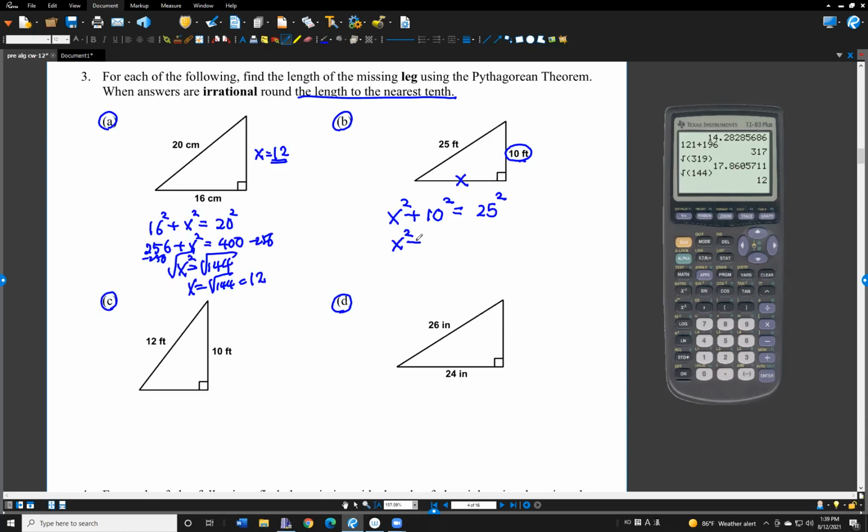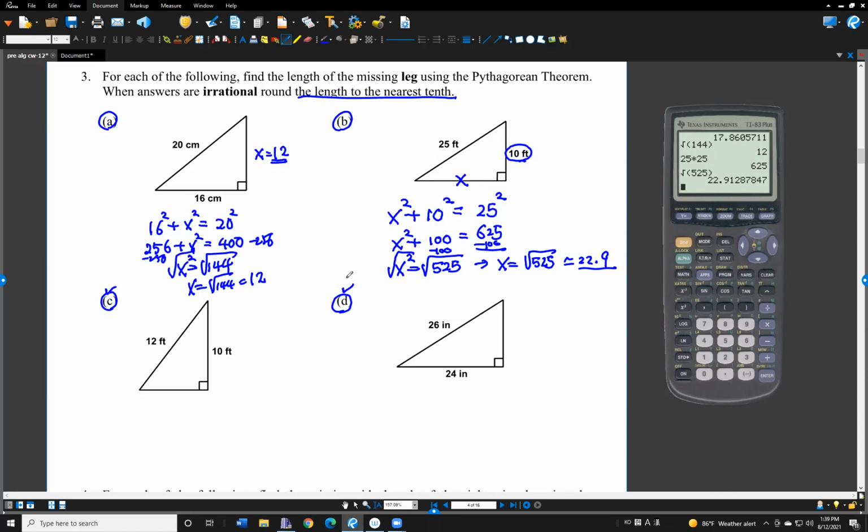10 squared is 100. 25 squared, you can use your calculator, okay? 25 times 25 is 625. So x squared equals 625 minus 100, which is 525. When you take the square root, x equals square root of 525. Use that calculator, okay? So we have square root of 525. How much? Around 22.9, okay? That's this one. Now finish C and D by yourself, okay?